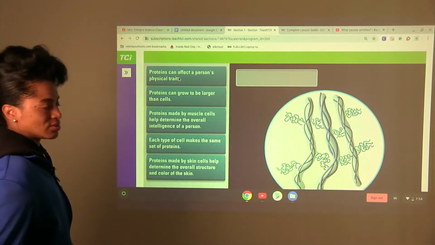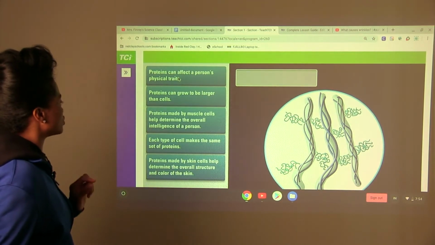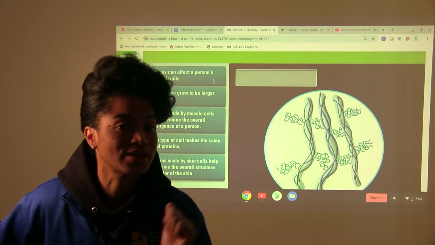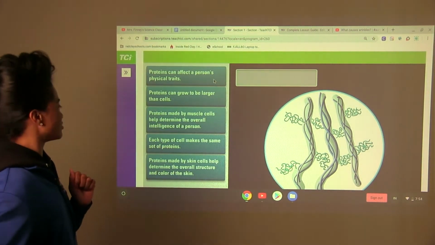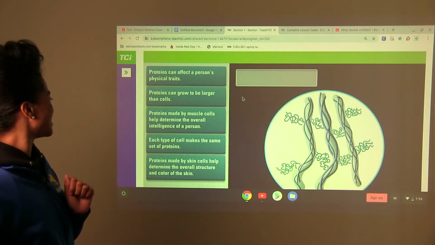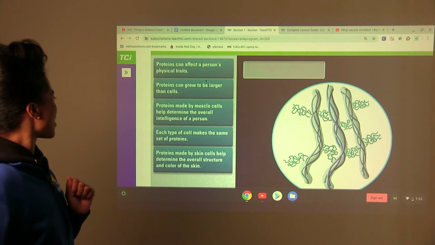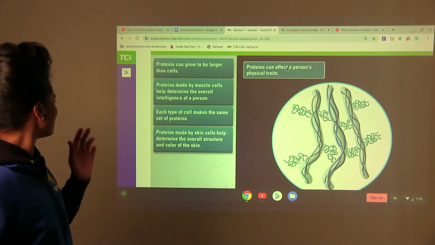True or false? Proteins can affect a person's physical traits. What do you think? What's your answer? True or false? Let's see. We have two choices here. All right, so you want to try that? Okay, you want to try it.